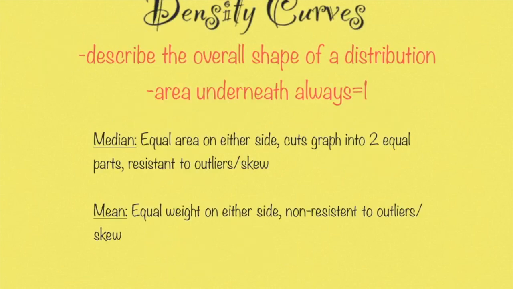Density curves describe the overall pattern or shape of a distribution. They're an approximation. They're always on or above the x-axis, which means positive. The area underneath is always equal to 1. And so the median in a density curve is when there's equal area on either side, it cuts the graph into two equal parts, and the median is resistant to outliers or skew, while the mean is when there's equal weight on either side, meaning that it's the point where the curve would balance, and it is non-resistant to outliers or skew.